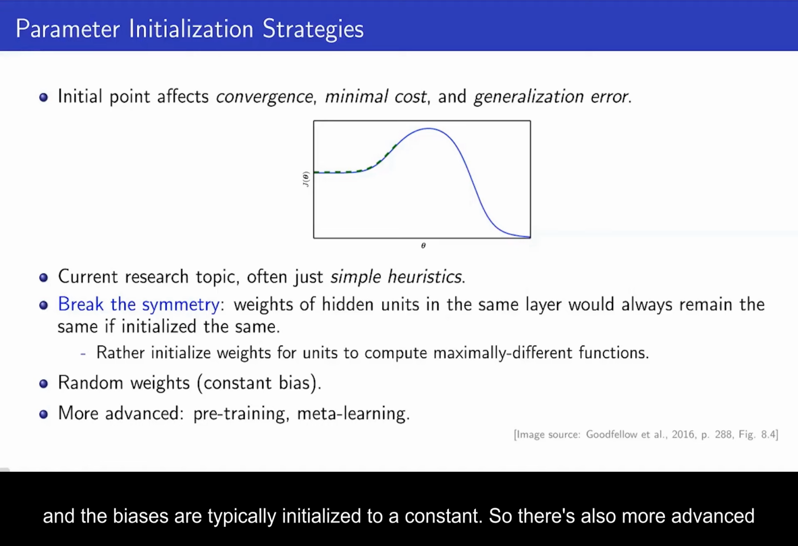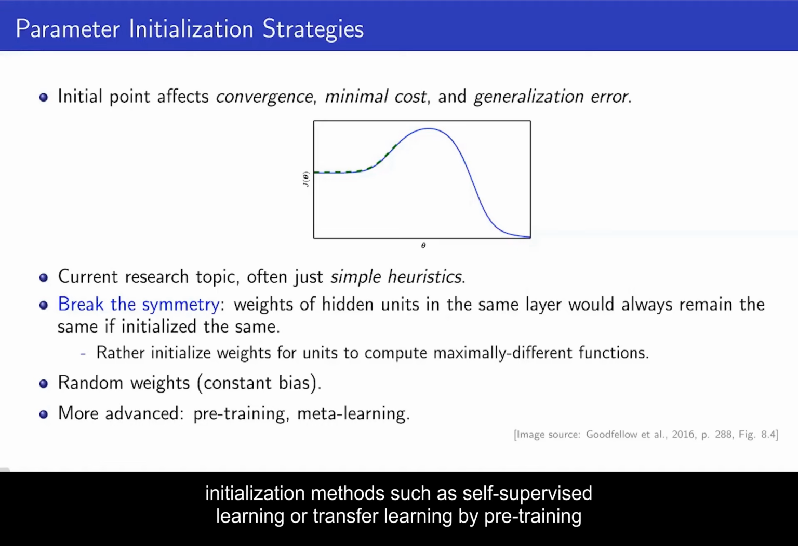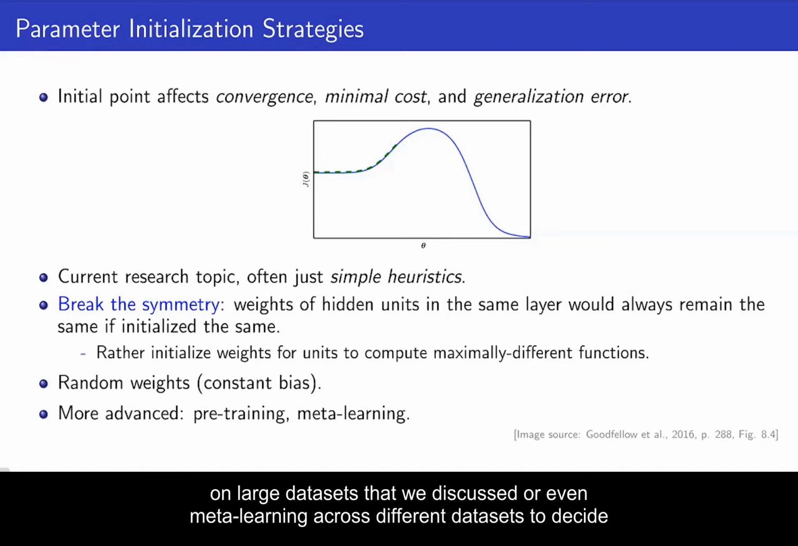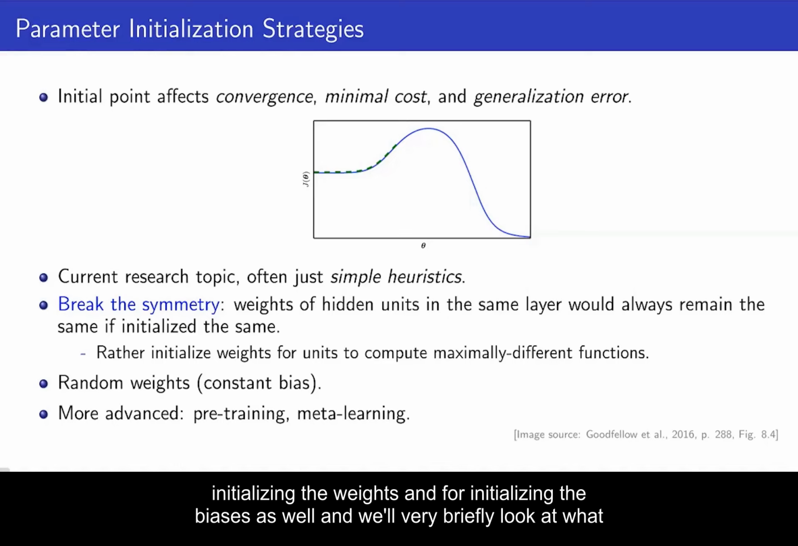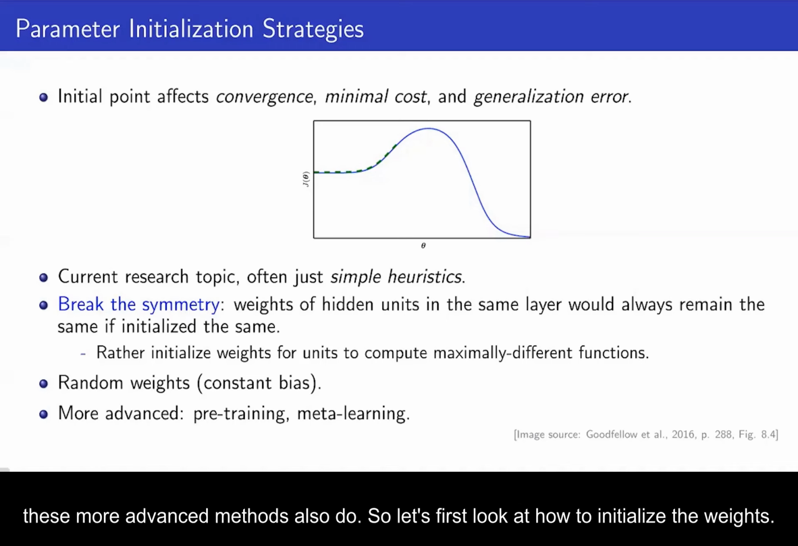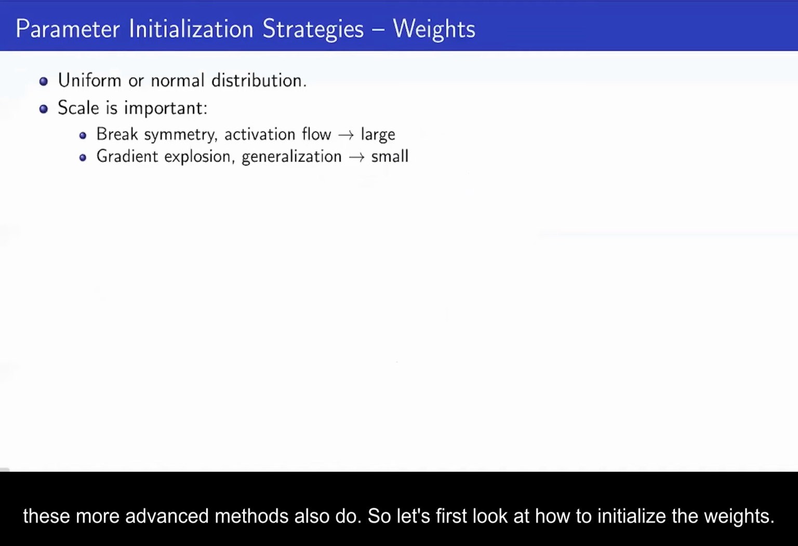There are also more advanced initialization methods such as self-supervised learning or transfer learning by pre-training on large datasets that we discussed, or even meta learning across different datasets to decide what a good initialization would be. And so here we will now discuss standard heuristics for initializing the weights and for initializing the biases as well. And we'll very briefly look at what these more advanced methods also do. So let's first look at how to initialize the weights.